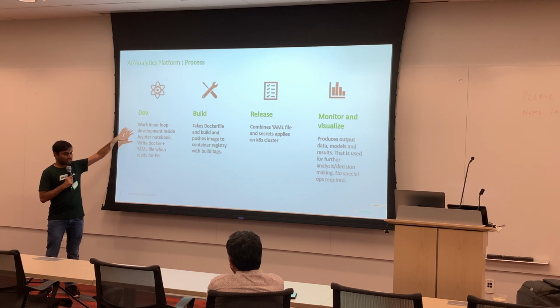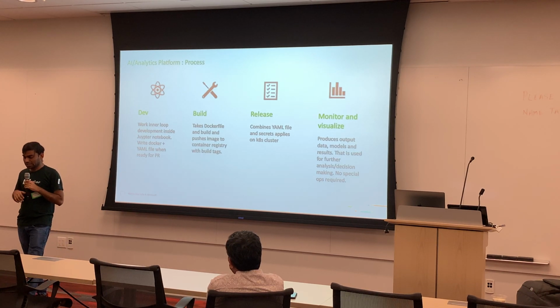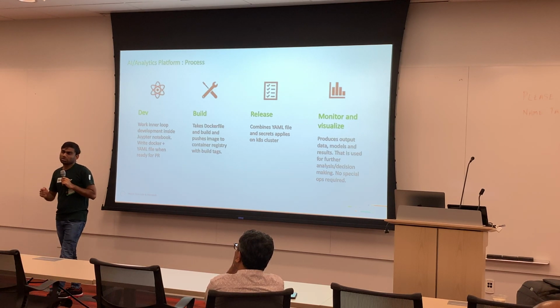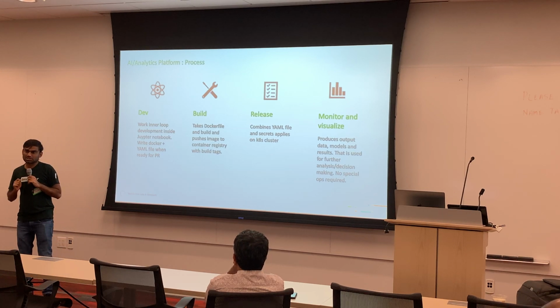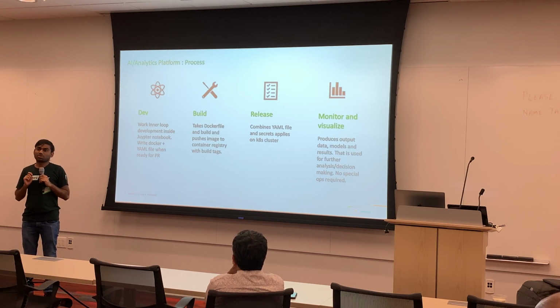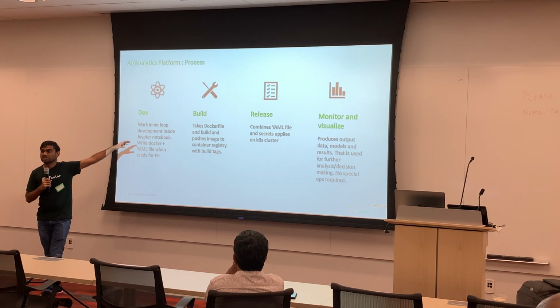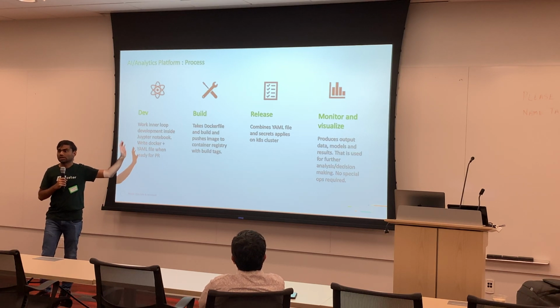Very simple workflow. Iterate in the Jupyter notebook, keep iterating till you are happy. Once you are ready, submit a PR, write a Docker file, and write a manifest. So that's as simple as that. If it is a new project, write a Docker file. If it's an old project, then you are making just a change in the Python code, and it takes care of everything else.